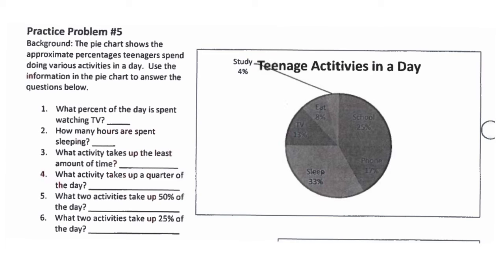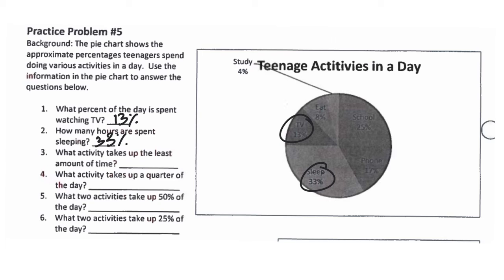Okay, practice problem number 5. The pie chart shows the approximate percentage teenagers spend doing various activities in a day. Use the information in the pie chart to answer the questions below. What percent of the day is spent watching TV? Well, find TV and you can see it's 13%. How many hours are spent sleeping? That one's easy, right there, 33%.